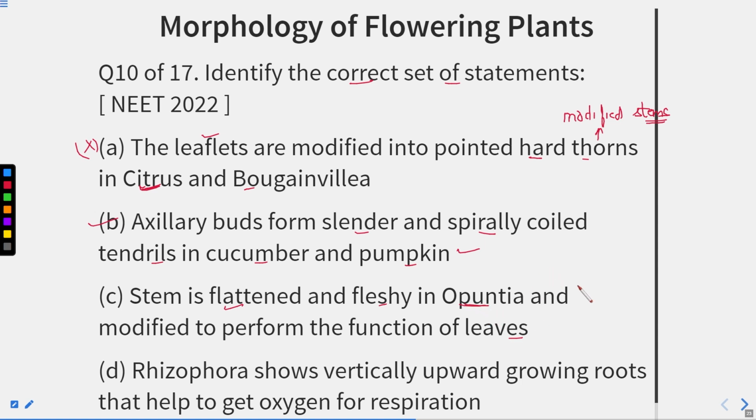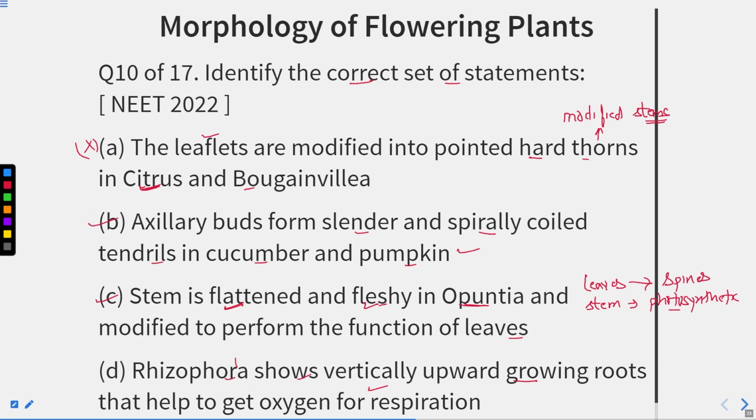Opuntia is a xerophytic plant. Leaves are modified into spines, and the stem is flattened and fleshy. The stem becomes photosynthetic. So this statement is correct. The next statement is Rhizophora shows vertically upward growing roots that help to get oxygen for respiration. This is also true in Rhizophora.